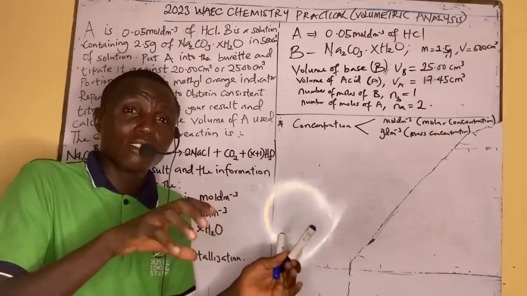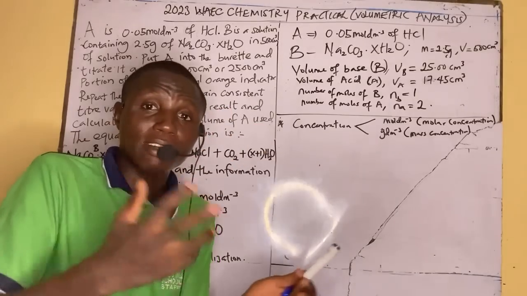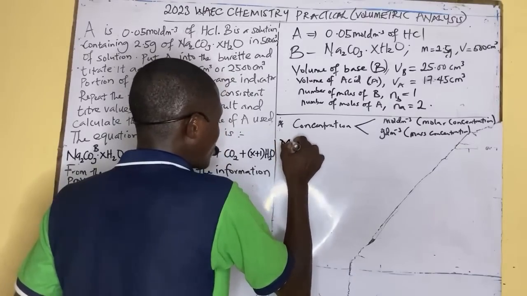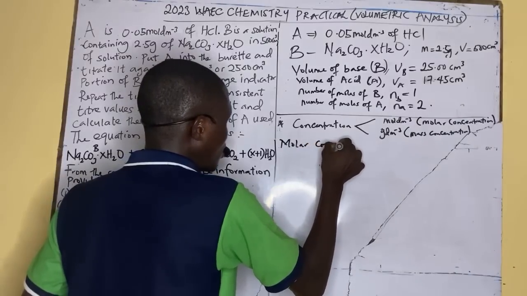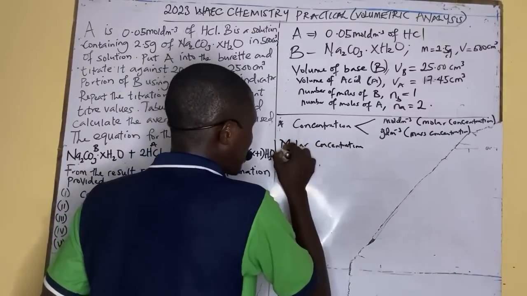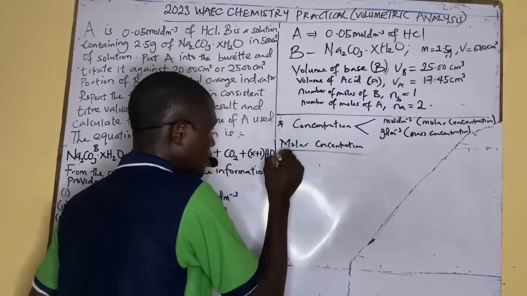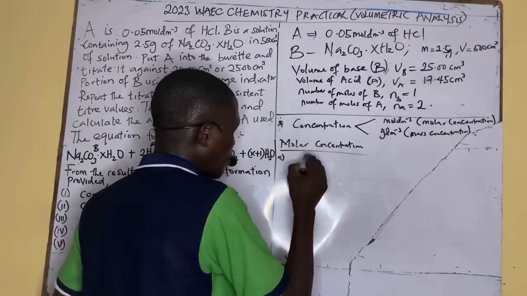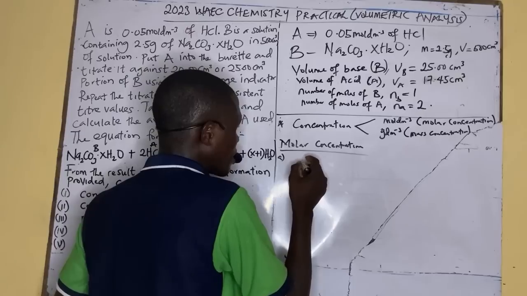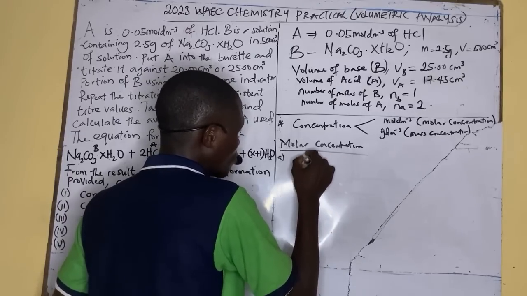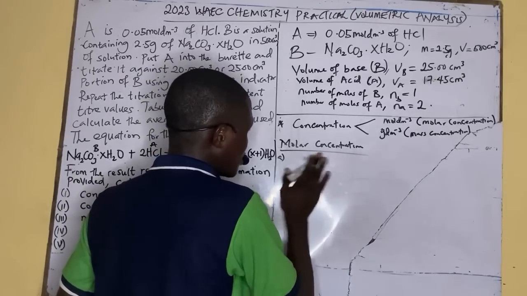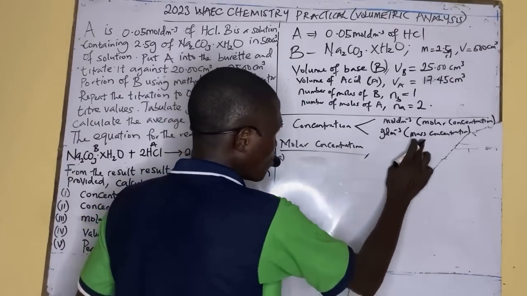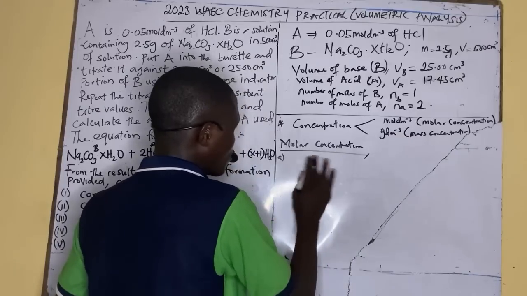These types of concentration have different formulas. I will just quickly run through the formula. Molar concentration can be calculated by two formulas. Number one, molar concentration can be calculated using mole over volume. But this is also mass concentration. Let's see, the first formula is mole.